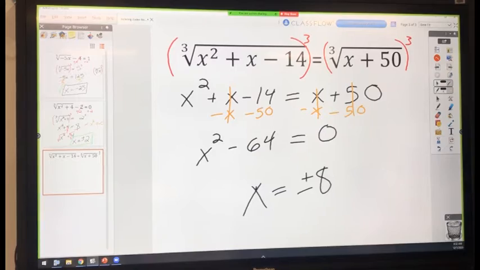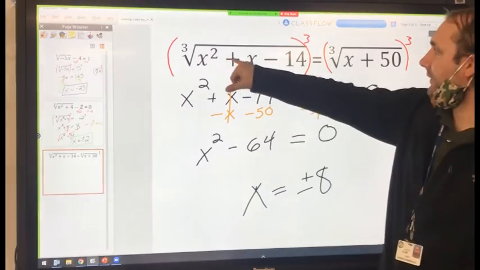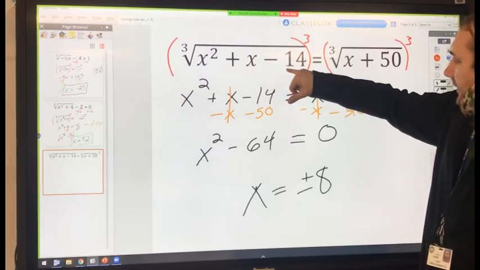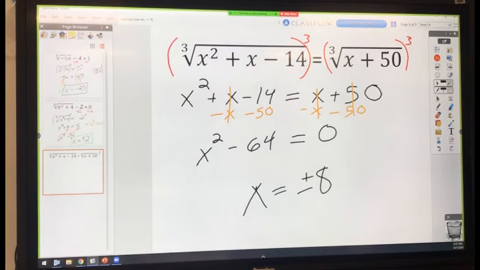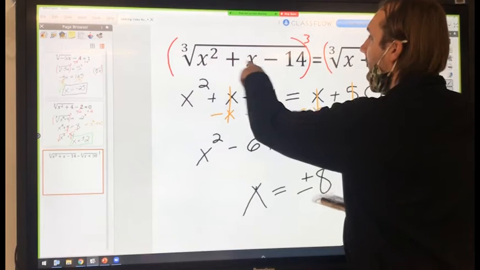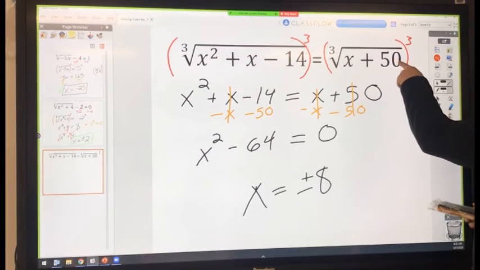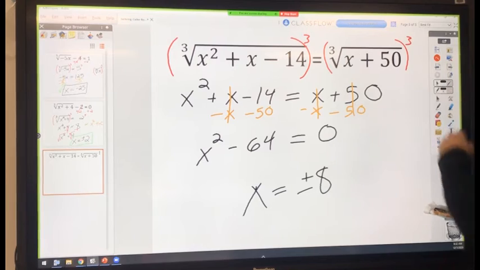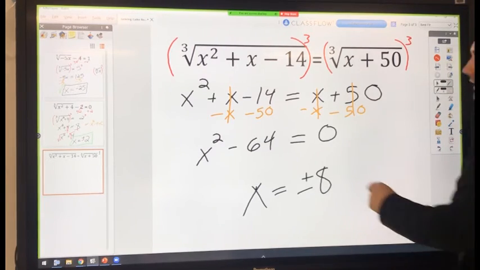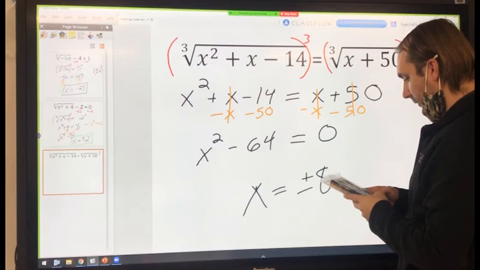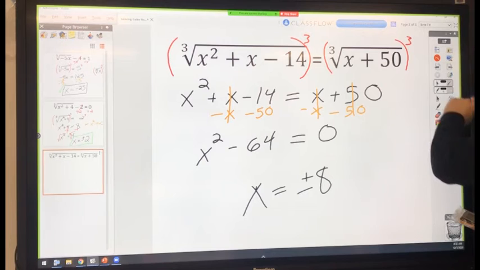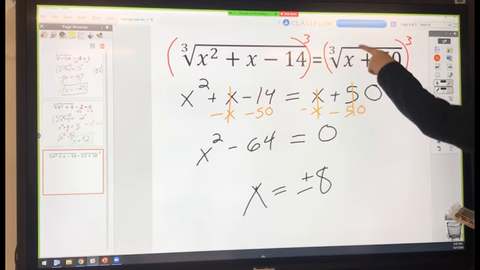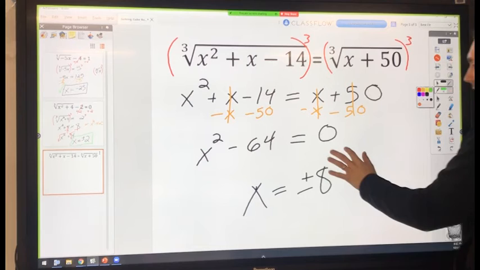And we should check. 8 squared is 64. Plus 8 is 72. 64 plus 8 minus 14 is the cube root of 58. And over here, 50 plus 8 is also the cube root of 58. So plus 8 works. A minus 8 gives me 64 minus 8 minus 14, which is the cube root of 42. And then 50 minus 8 is also the cube root of 42. So both of these values work.